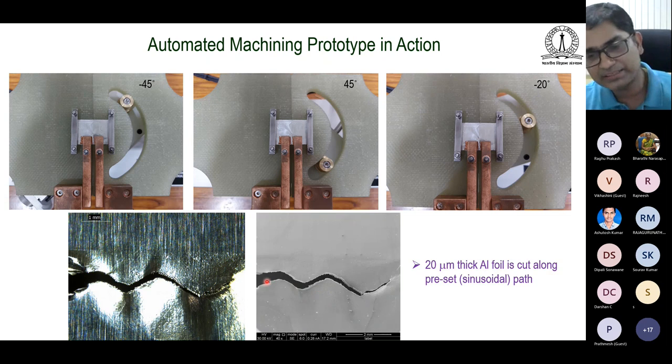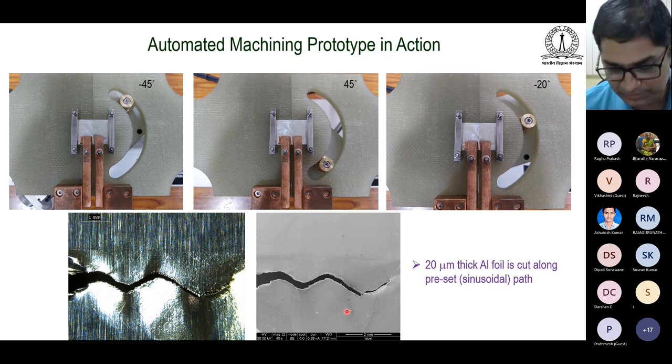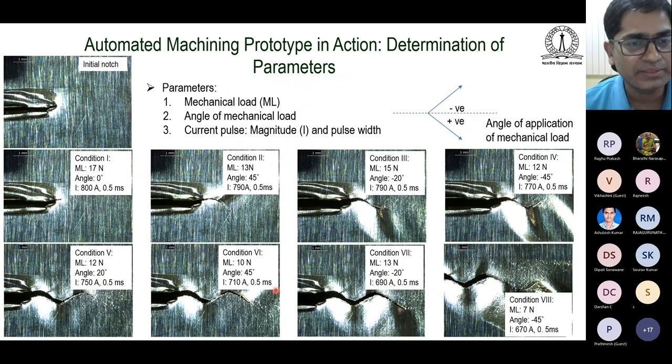So he has now gained the ability to almost move this crack in a sinusoidal fashion. Because the linear elastic equations essentially are working here, we can fully understand where the crack should grow. And these are all the basic steps that he has taken, right? The parameters that he has to play with are the mechanical load, of course. So he has applied different mechanical loads. And the angle at which the mechanical load is applied, because this gives you the deflection.